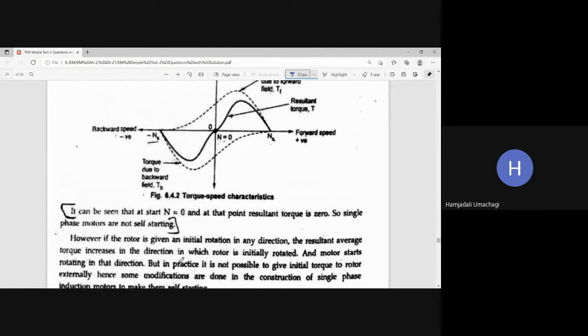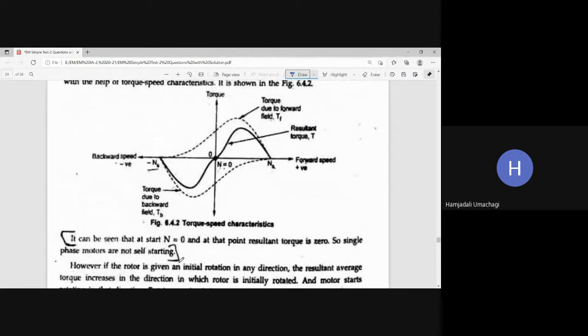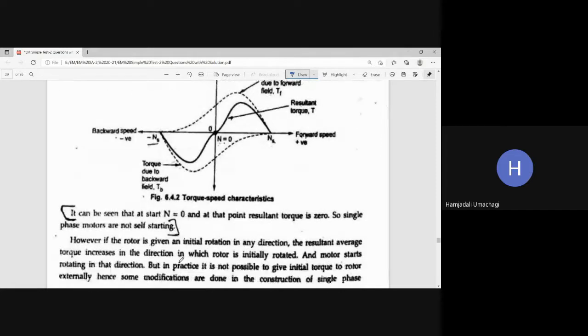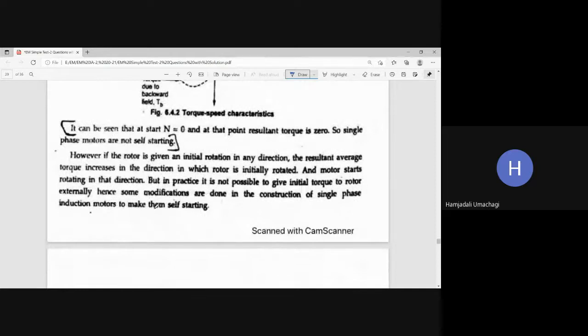So, we already came to know that single phase induction motors are not self-starting at the time of starting. If we apply certain external torque, either in the forward or backward direction, then whatever the direction of the force we apply, it is going to move in that direction. But practically it is not possible to give external additional torque in either direction. So to make the induction motor self-starting, we need to make certain modifications in the construction so that we can get additional torque so that it can start on its own.